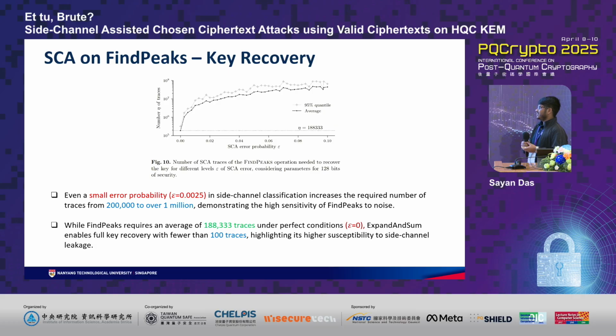We noticed one thing: even a small error probability change will shoot up the number of traces from 200,000 to over 1 million. So our conclusion is that the FindPeaks function is very susceptible to noise. It requires an average of 188,333 traces under perfect conditions, and expand and sum recovers the full key with fewer than 100 traces.